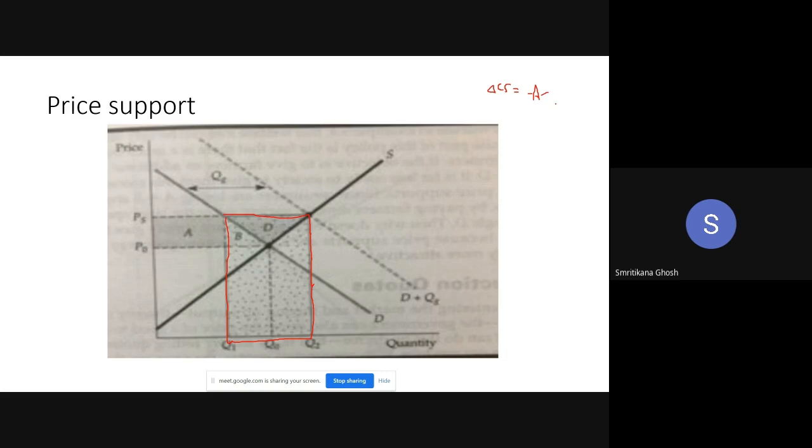Done? Okay, what about the producer? Change of producer surplus. The producer initially was receiving P0, now is receiving PS. And he can sell Q2. He can sell up to this point, remember. Very simple. The producer surplus is the area below the price, above the supply curve.